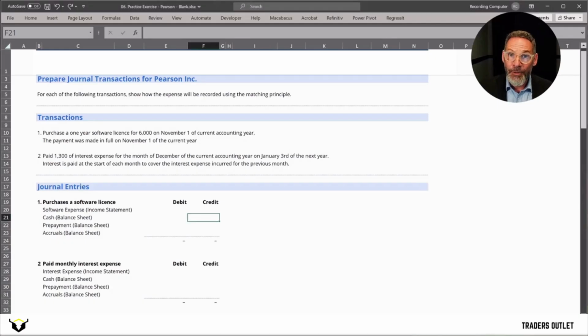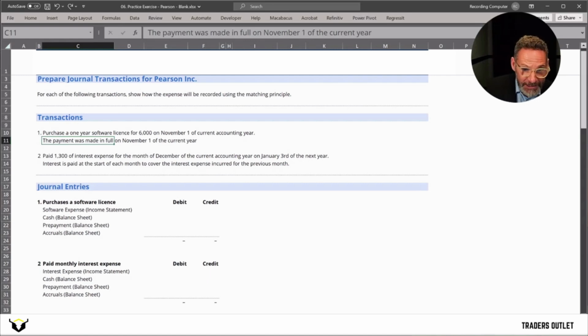Now let's record some transactions where we have to use the accounting matching principle. I have two transactions that I've created for us to work through for a company that I've called Pearson Inc. Let's look at those transactions and work through them together. Okay, so the first transaction, we purchased a 1-year software license for $6,000 on November 1st of the current accounting year. Now, the payment was made in full on November 1st of the current year.